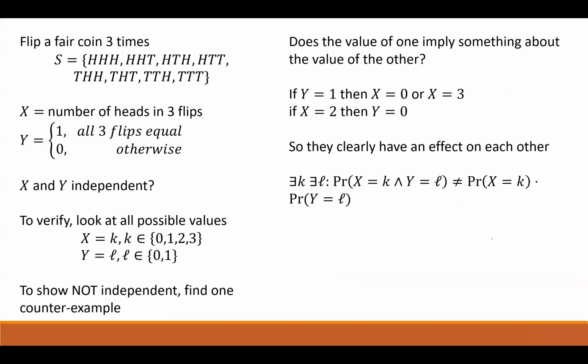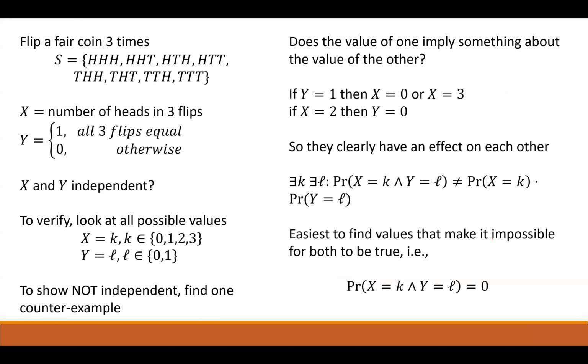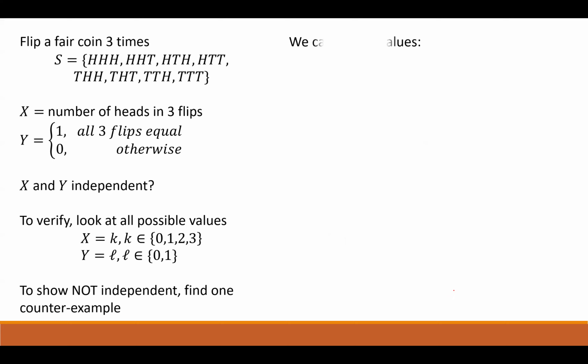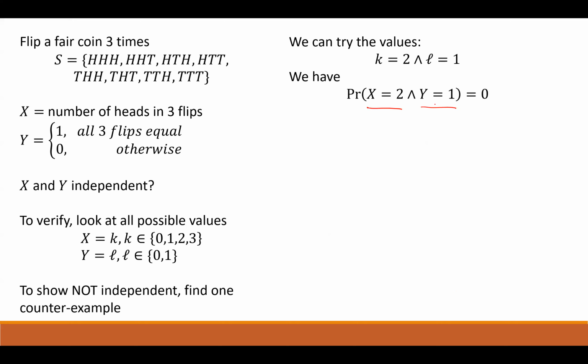All right, so we need to find one set of values. The easiest thing to do is to find a value for X and a value for Y such that the probability of both of them happening is 0. That's the easiest way to prove that these 2 random variables are not independent. So we look at K equal to 2 and L equal to 1. The probability that X is equal to 2 and Y is equal to 1 is 0, right? That's an empty set.